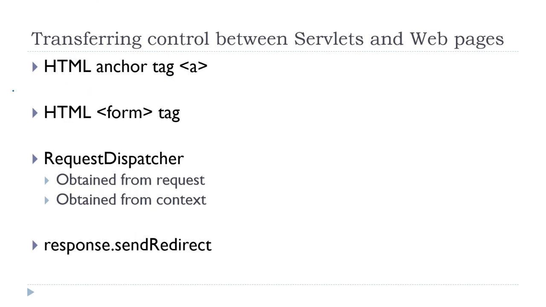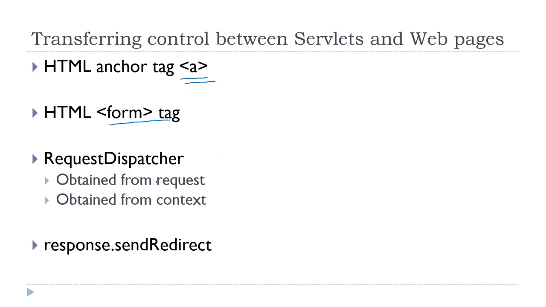First, and the simplest, is to use the anchor tag. The anchor tag just creates a hyperlink from one page to another. Second is using the form tag that we have used in HTML to submit forms. Then we have an object called request dispatcher, which dispatches our request to another page.